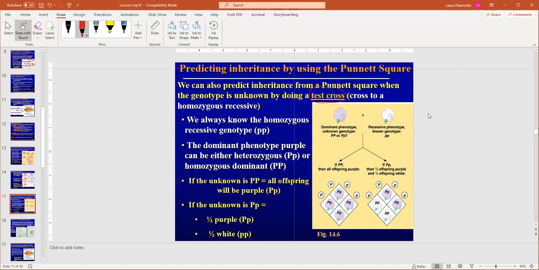White. Yeah, because white has to be little p, little p. No matter what white flower you bring to me, we know its genes are both little p, little p. We already talked about it. If you brought me a purple one, we wouldn't know if it's homozygous dominant or not. So this is what we know, and we breed it to something that we don't know. And this is called a test cross.